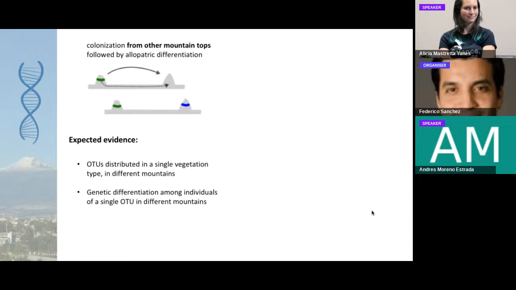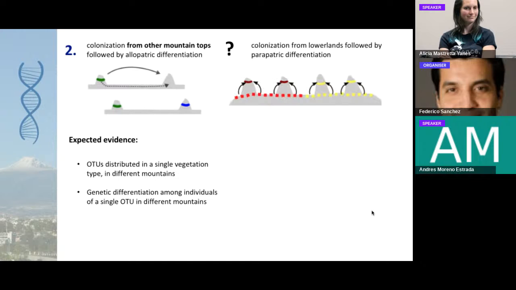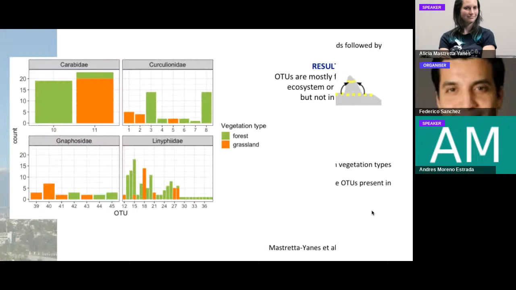If we had the first option, that is allopatric differentiation, we would expect OTUs to be distributed in a single vegetation type, but in different mountains, while at the same time finding genetic differentiation among individuals of a single OTU in different mountains. On the other hand, in the case of parapatric differentiation, we would expect to have OTUs present in both vegetation types and phylogenetically close OTUs to be present in each vegetation type. Now let's see what we found.